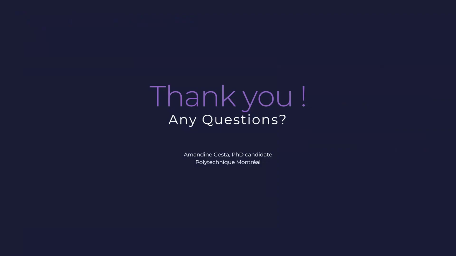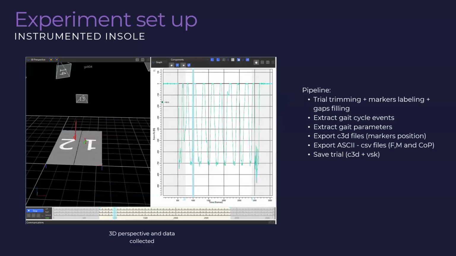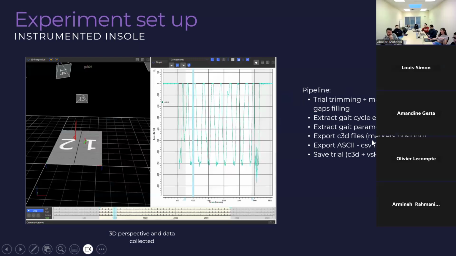How do you sync the data to the gate cycle? Does it do it automatically, or do you need to manually place where the events are? You mean on Vicon, or for my instrumented insoles? I guess you're doing it by yourself, but for the Vicon, does it do it automatically?